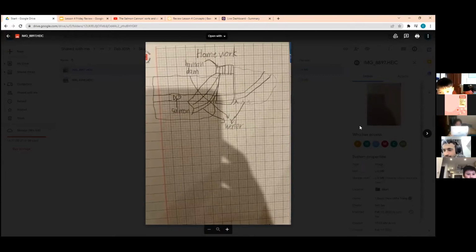Okay, is this your idea? Yes. Okay, what's your idea? Tell us about it. My idea is the human dam. When the salmon want to lay the eggs, they will go in the road, and come up and lay the eggs.